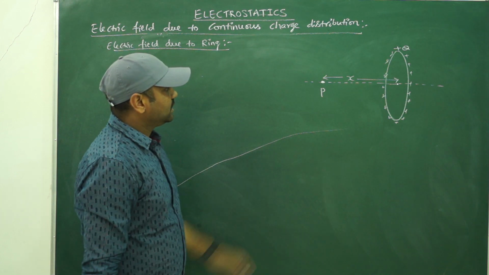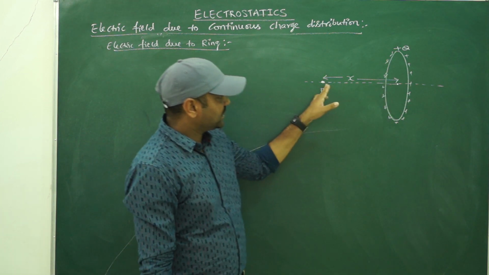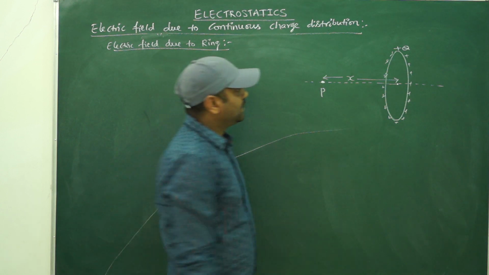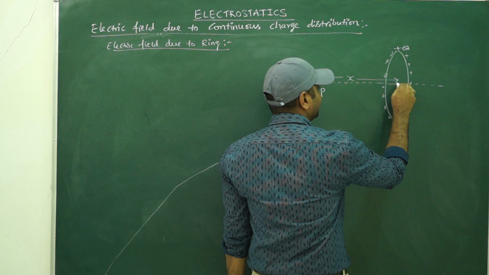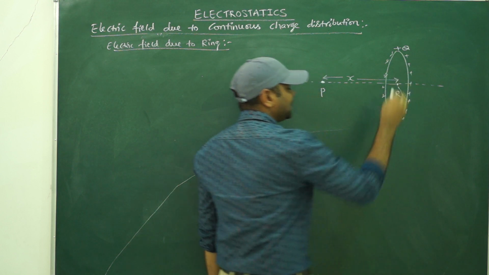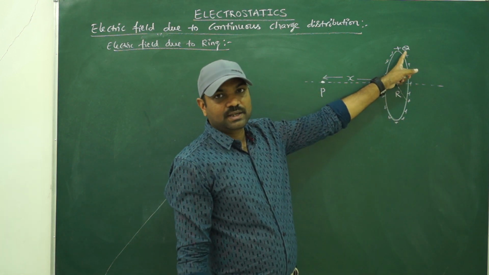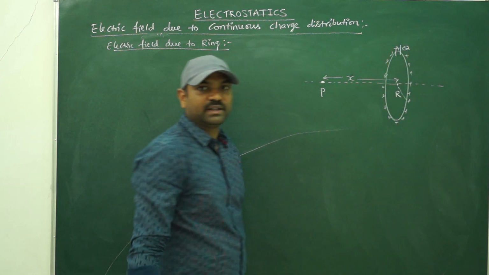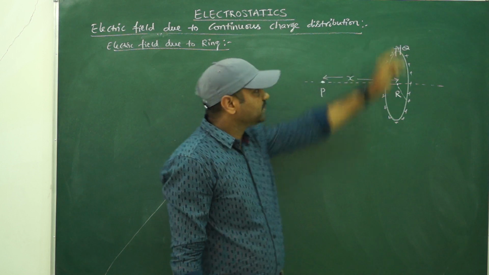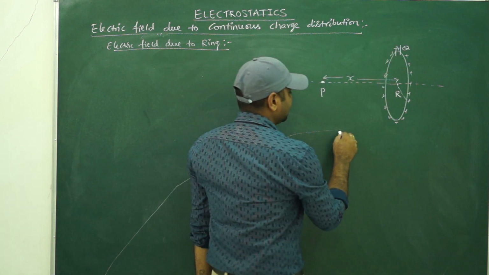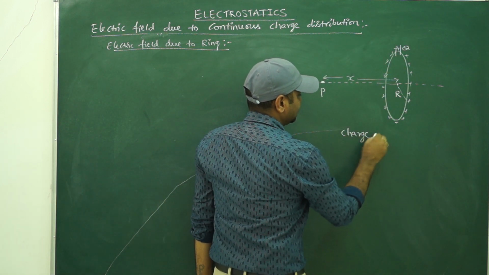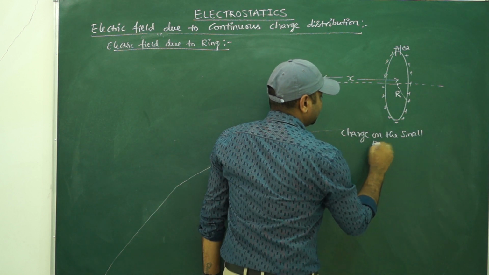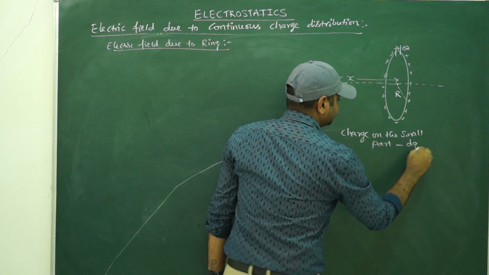Now at a point P, at a distance of x from the center, we want to find the electric field value. As usual, R is the radius of the ring, and the total charge on the ring is Q. Now I am taking a very small part at the topmost point, the one which is on the board. The charge on the small part I am simply taking as dq.